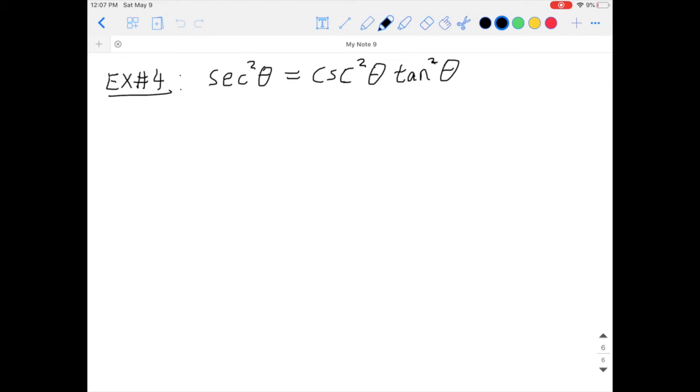Example number 4. We have secant square equals cosecant square times tangent square. So first of all, secant is 1 over cosine square. Oops, just always remember that it's cosine theta. The theta will always be attached to the trig function. And cosecant is 1 over sine theta square.